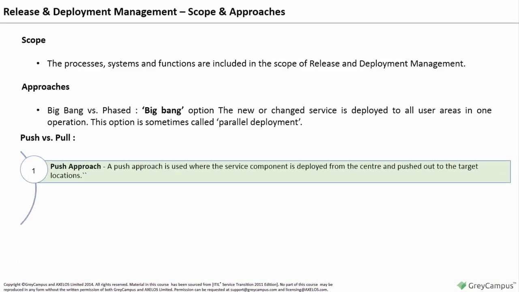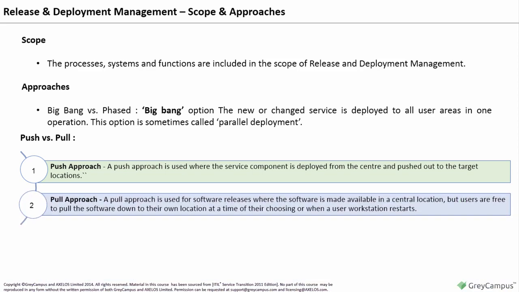A push approach is used where the service component is deployed from the center and pushed out to the target locations. In terms of service deployment, delivering updated service components to all users, either in Big Bang or phased form, constitutes push, since the new or changed service is delivered into the user's environment at a time not of their choosing.